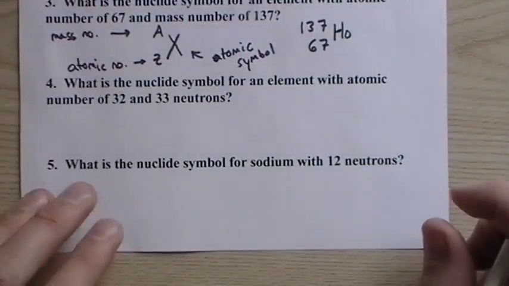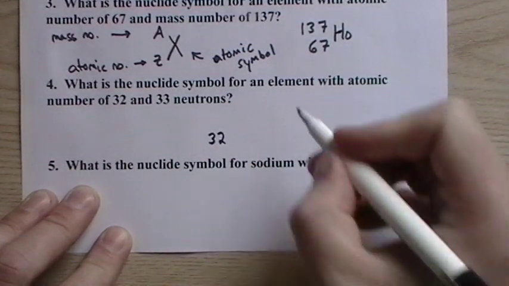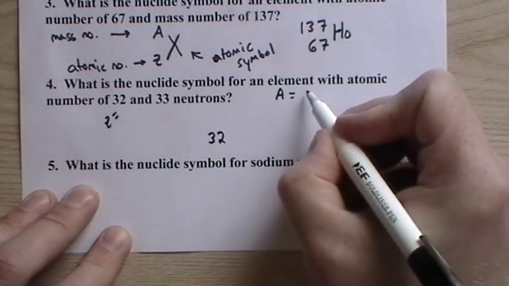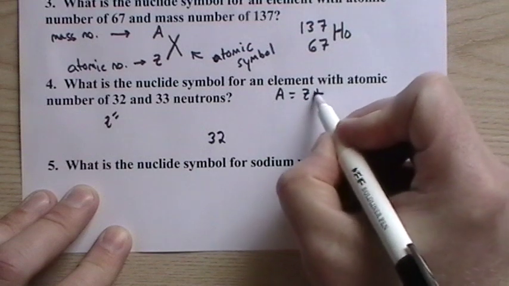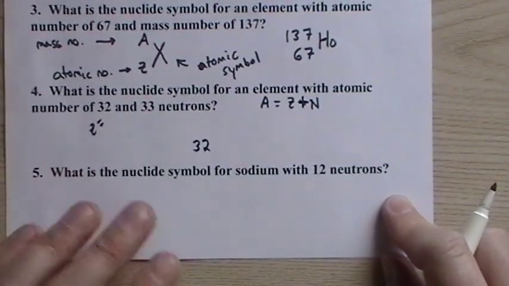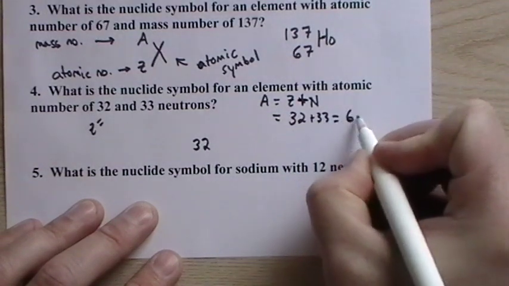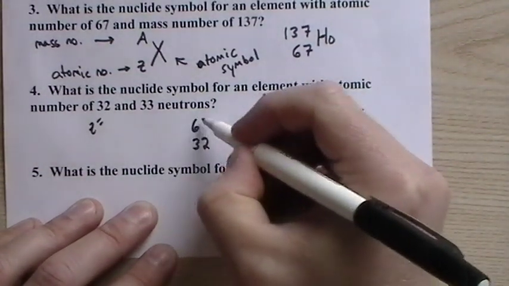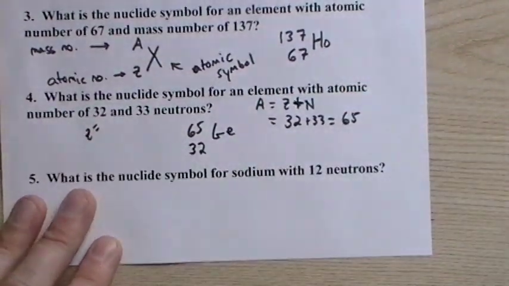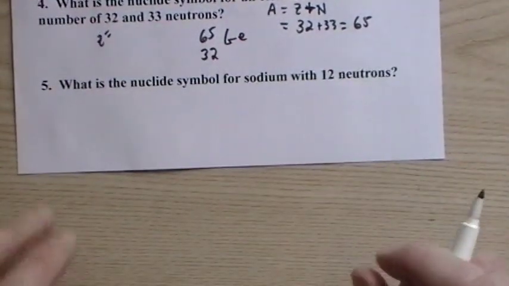What is the nuclide symbol for an element with atomic number 32 and 33 neutrons? Now A, so this is Z, 32. A is going to be equal to Z plus N. Capital N is often used to represent the number of neutrons in this context. So we have 32 plus 33, so this is 65. And so that goes here, and then 32 is germanium. Okay.